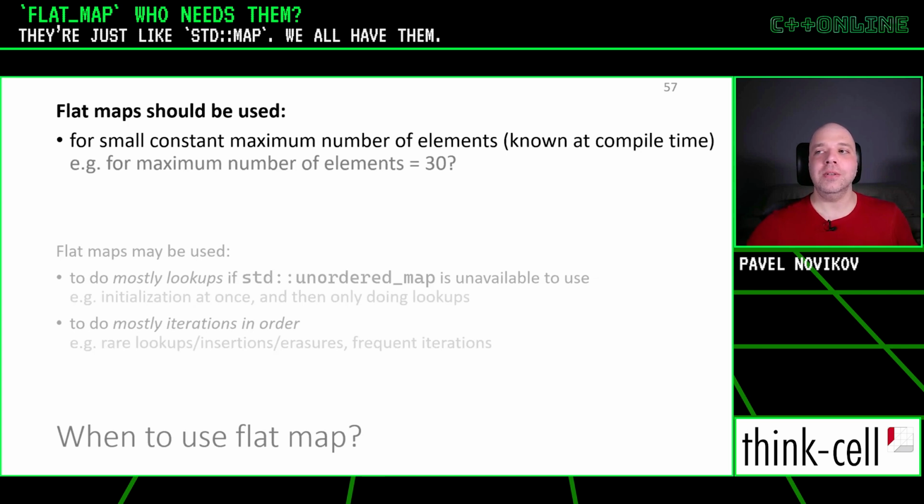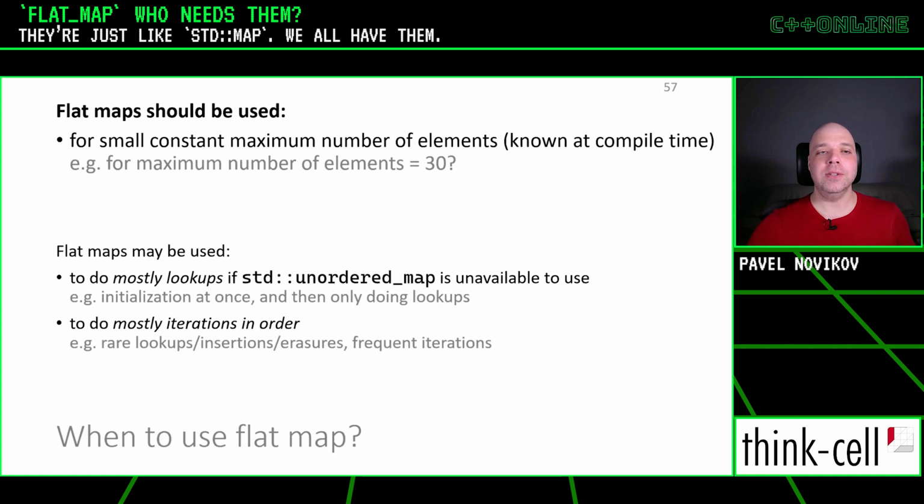Other non-traditional cases can be to use flat_map for mostly lookups when an ordered map is not available. So you can initialize the flat_map once. You don't have relocations in that case, and you only do lookups.